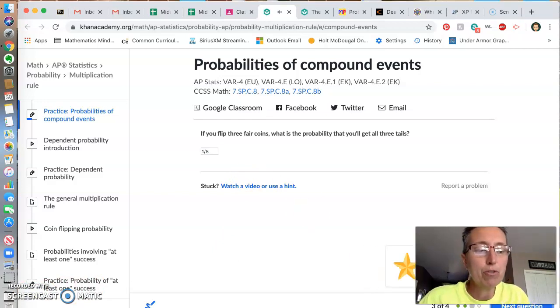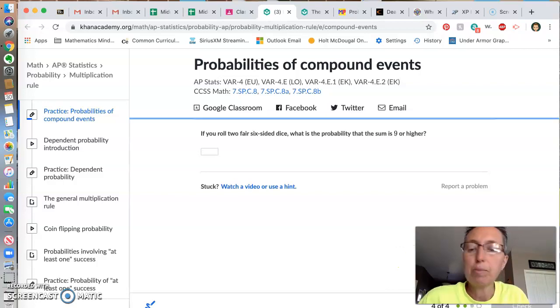Now, I'm hoping you don't just get the same problems and copy my answers. I really need you to think about this and work at probability. It can be tricky sometimes.